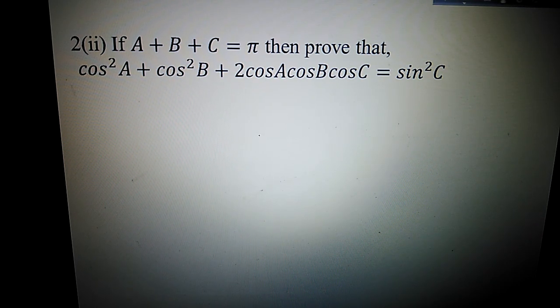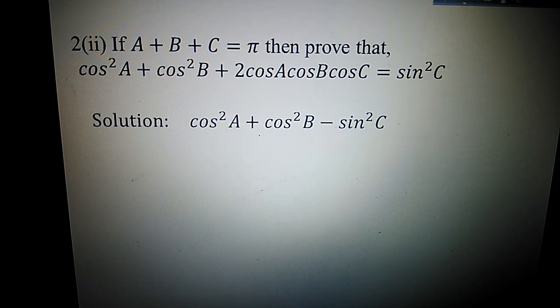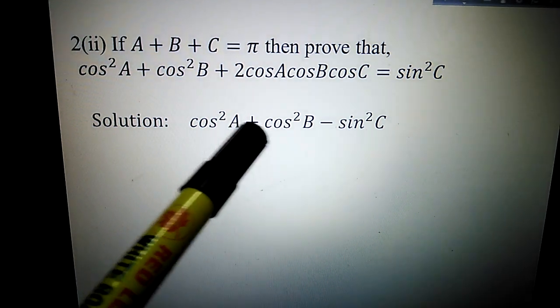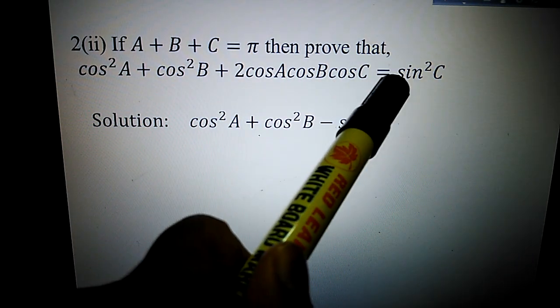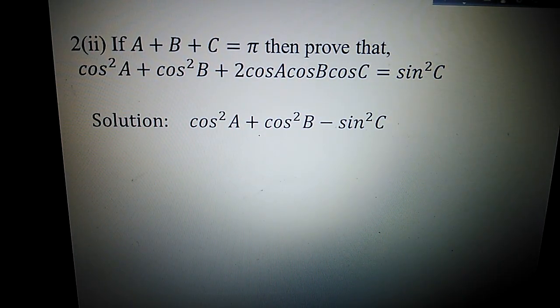This solution is quite different from the previous one. We just write cos square a plus cos square b and write minus sine square c. We have to proceed with this calculation of cos square a plus cos square b minus sine square c.